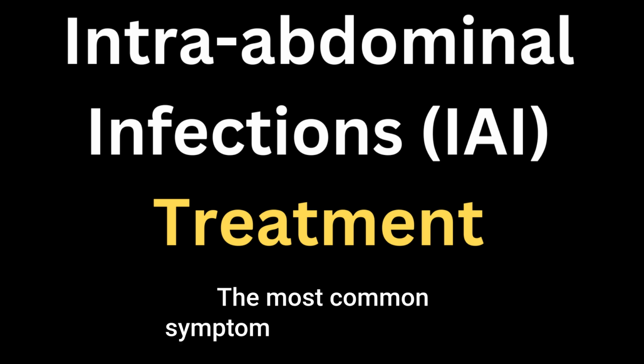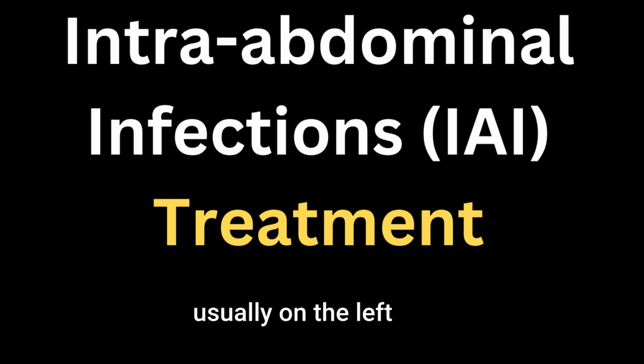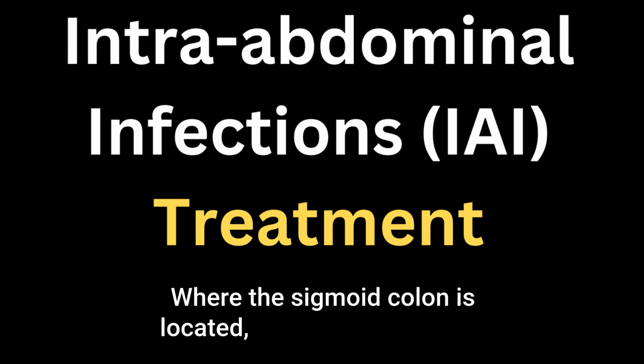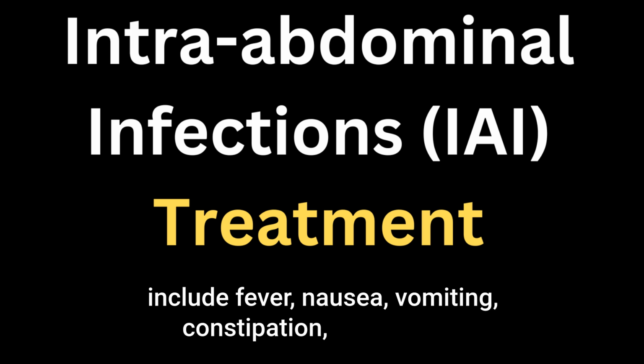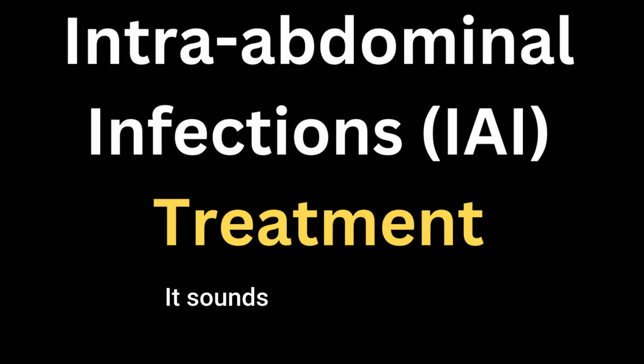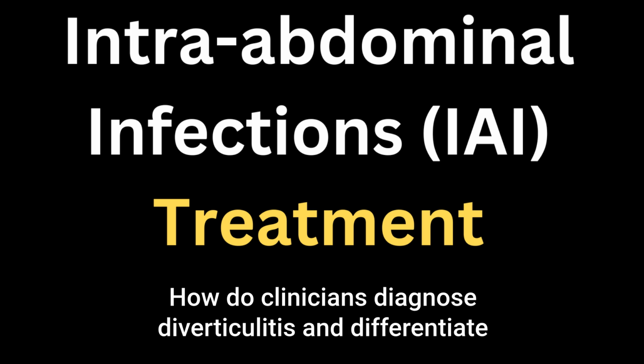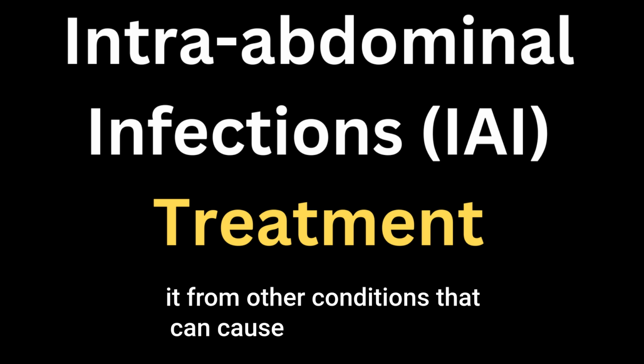The most common symptom is abdominal pain, usually on the left side, where the sigmoid colon is located. Other symptoms can include fever, nausea, vomiting, constipation, or diarrhea. It sounds like the symptoms can be quite varied. How do clinicians diagnose diverticulitis and differentiate it from other conditions that can cause abdominal pain?